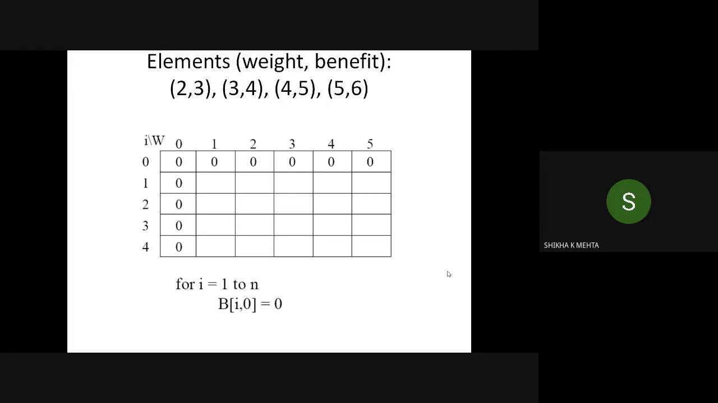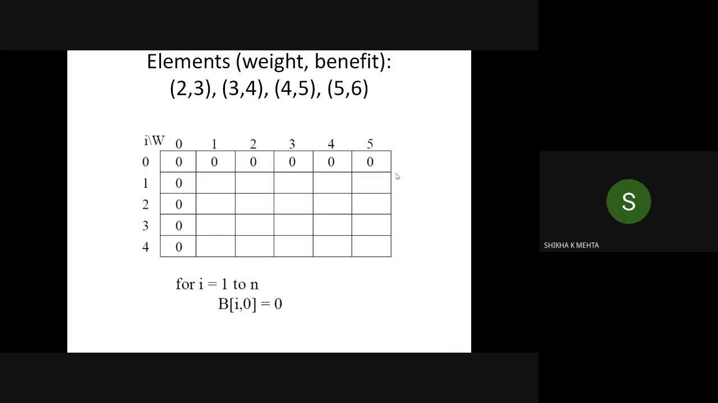When we start with the first item, the first item has a weight of 2 and its benefit is 3. The column values 0, 1, 2, 3, 4, 5 indicate the capacity of the knapsack, right? This is a way to solve this problem using dynamic programming, where we compute the solutions for all the subsets. At every stage we make a decision, because it is based on the principle of optimality.